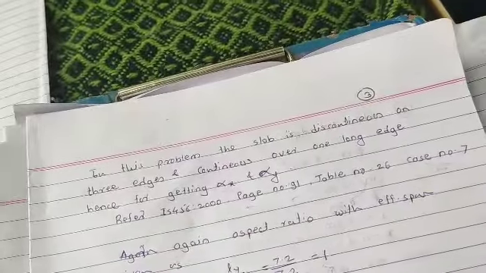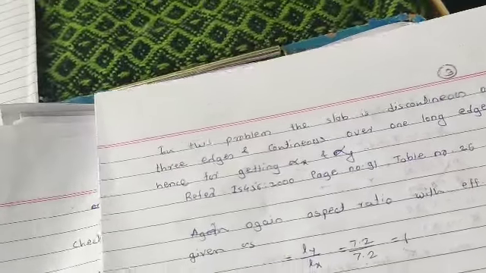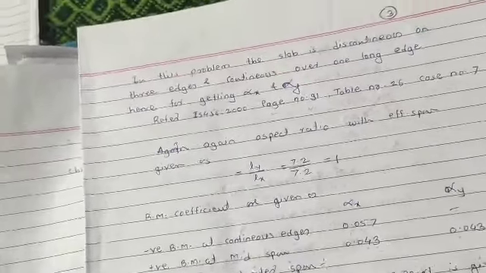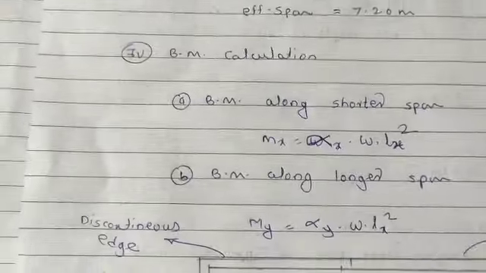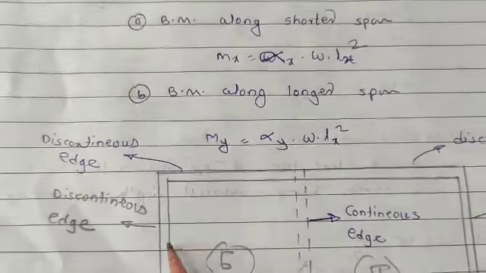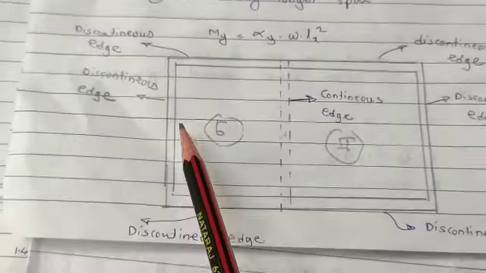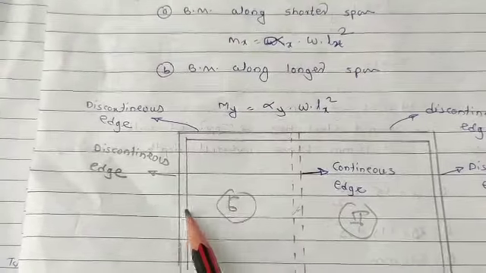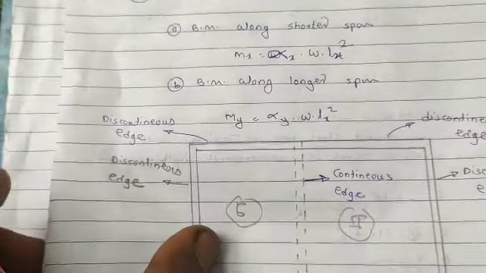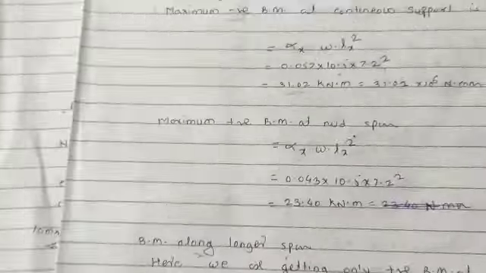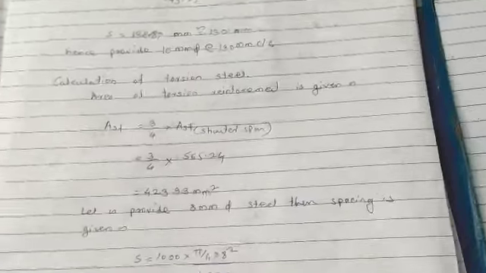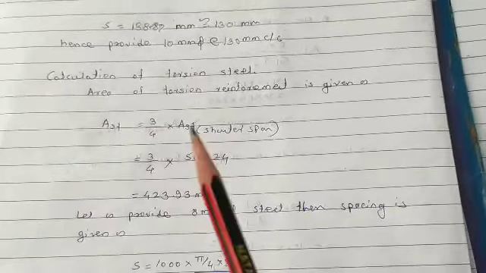Now the given slab is a continuous slab. So this is the continuous edge, and at the corners, the slab is directly resting on the walls. So what will happen, the corners are not effectively held down. So you have to go for the calculation of the torsion steel required, because the slab is simply supported on the walls.